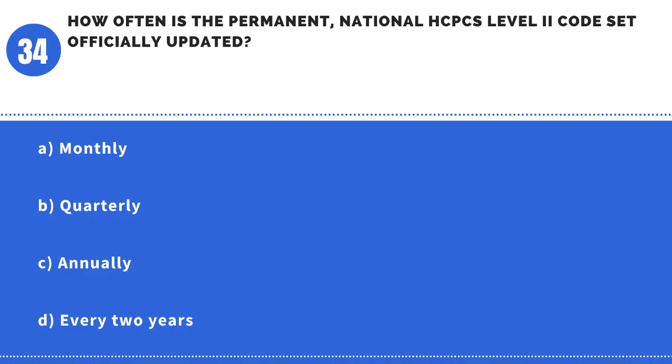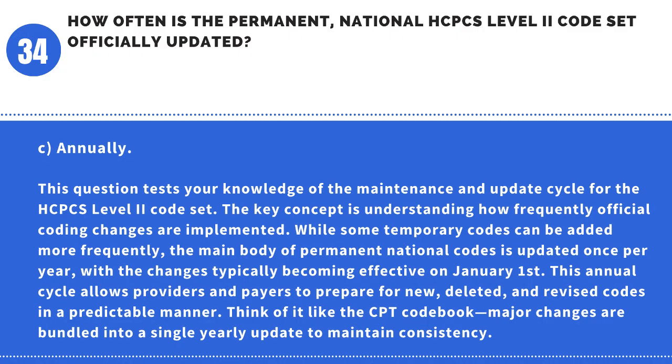Question 34. How often is the permanent National HCPCS Level 2 code set officially updated? A. Monthly. B. Quarterly. C. Annually. D. Every 2 years. Answer: C. Annually. This question tests your knowledge of the maintenance and update cycle for the HCPCS Level 2 code set.